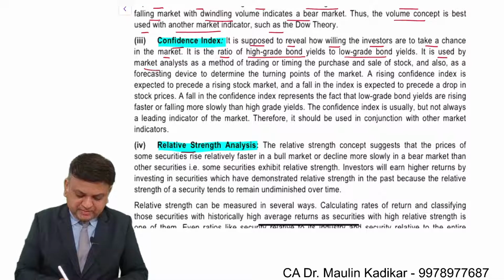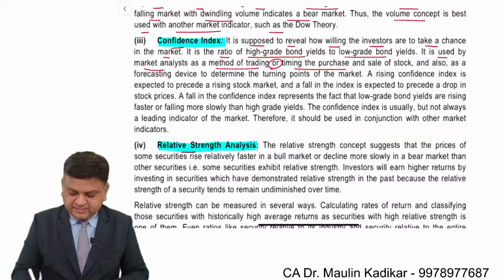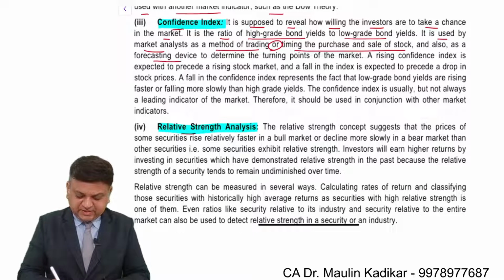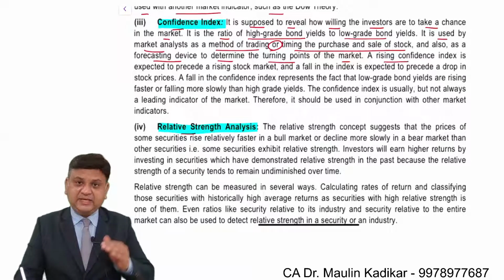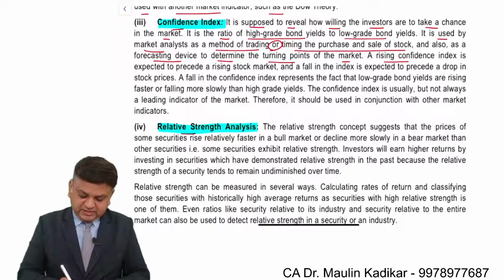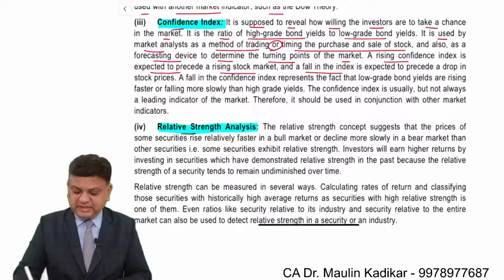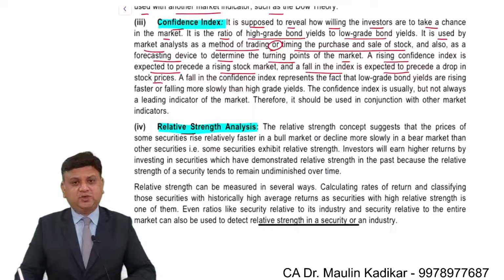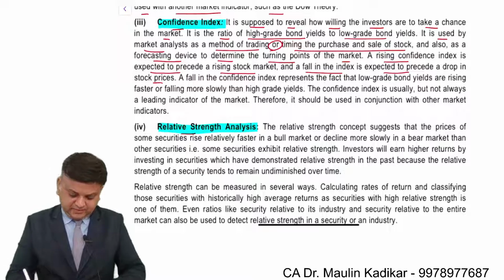It is used by market analysts as a method of trading or timing the purchase and the sale of the stock, and also as a forecasting device to determine the turning points of the market. A rising confidence index is expected to precede a rising stock market, and a fall in the index is expected to precede a drop in the stock prices. So if it is rising, it is a signal of bull, and if it is dropping, it is a signal of bear.